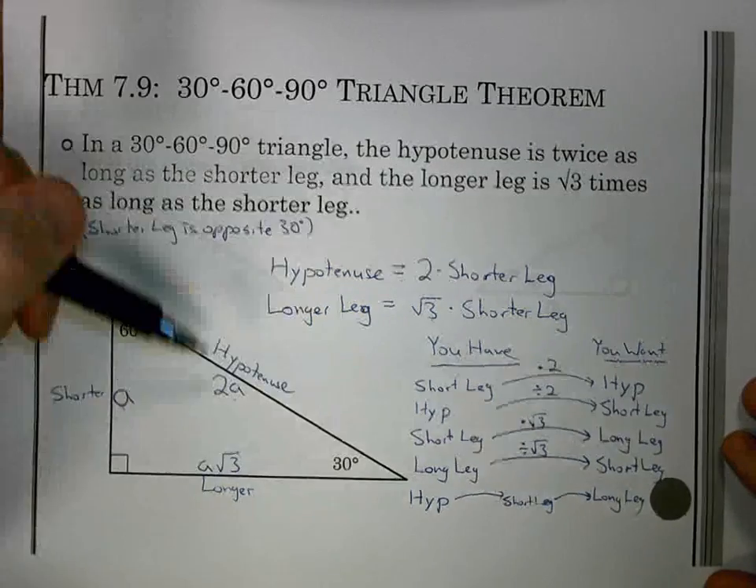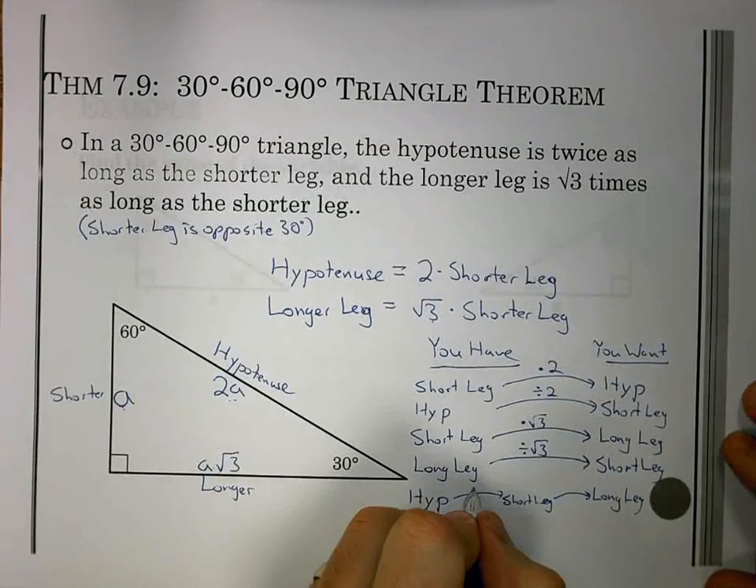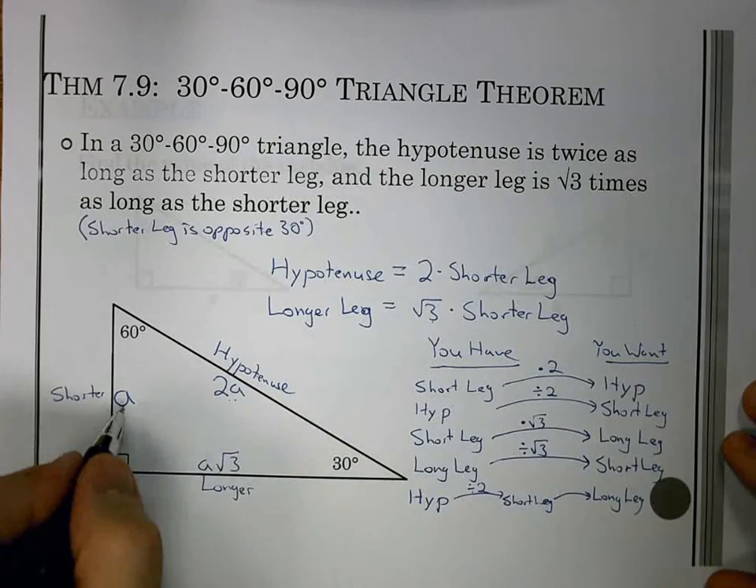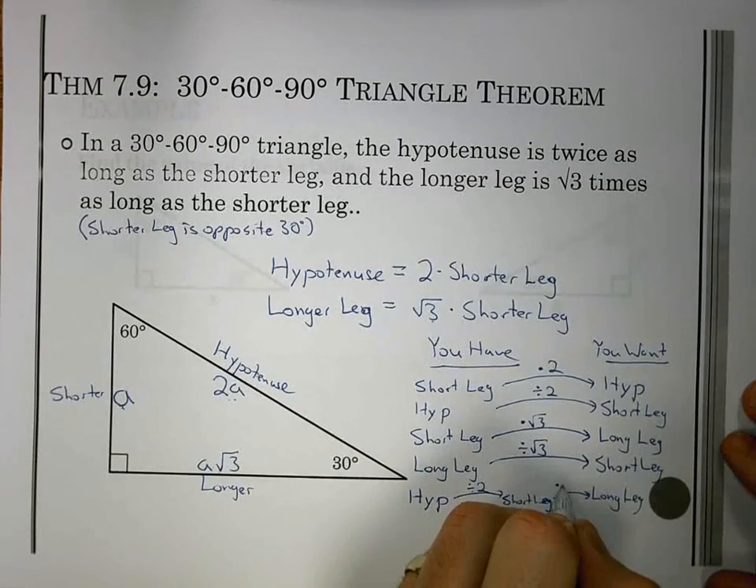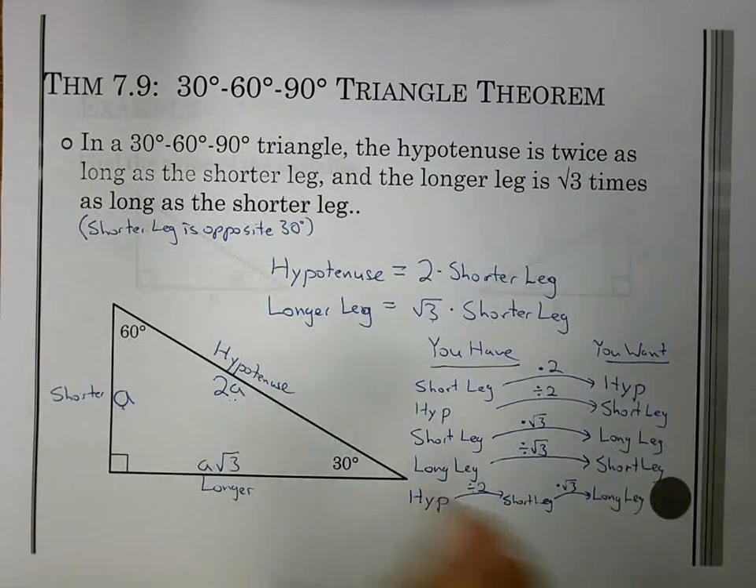So hypotenuse to short leg, we divide by 2. Short leg to longer leg, we multiply by root 3. So it's 2 steps. It's not that we have one clean operation for it. We could have one. We could remember that. But if we keep the steps down, then it works for us.